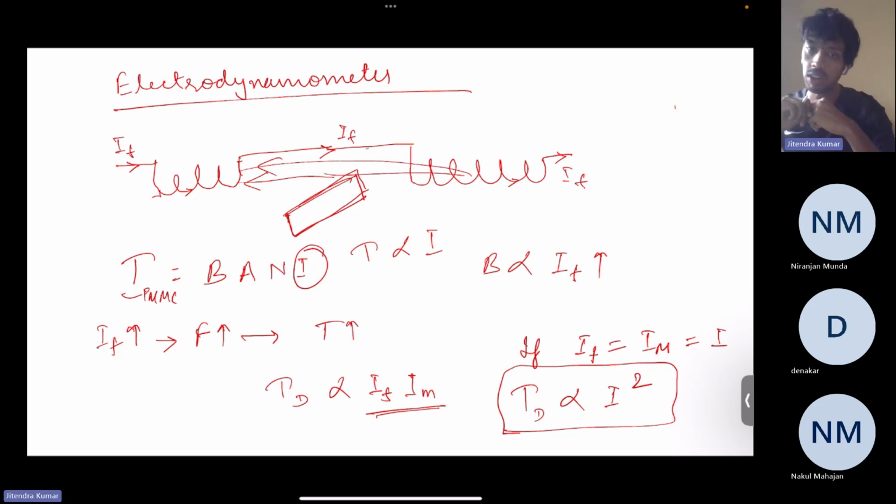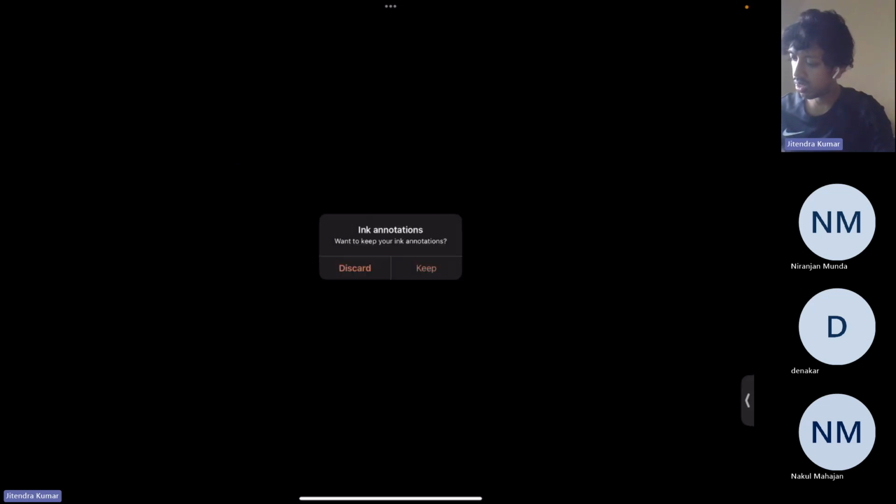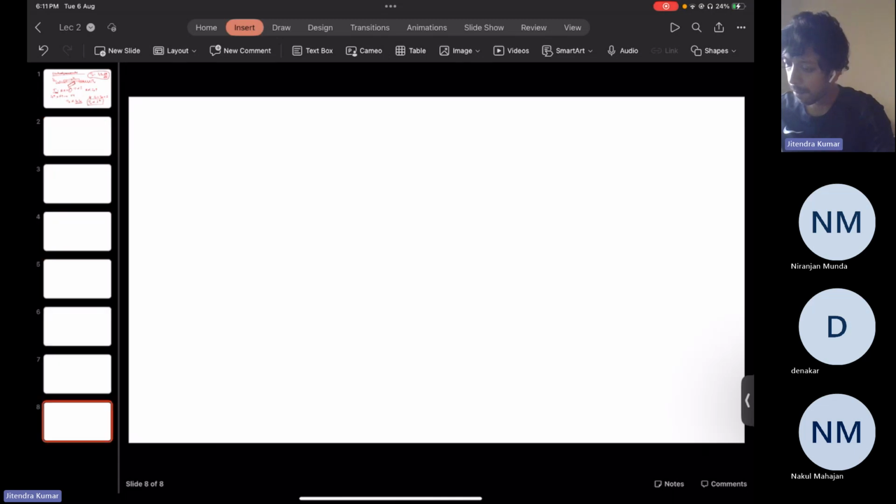So now we are sure that torque is dependent on IF and IM. One more thing is involved here. Since in the permanent magnet, flux was almost constant. But here, one more term will come into the picture. In the last lecture also I discussed it, but I did not explain in detail. I wrote one expression, TD is equal to IF, IM, and dM by d theta, right? So what is dM by d theta here? And why is dM by d theta coming into the picture?